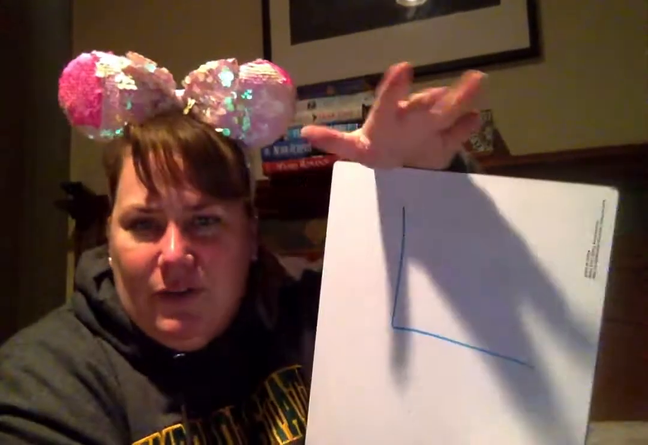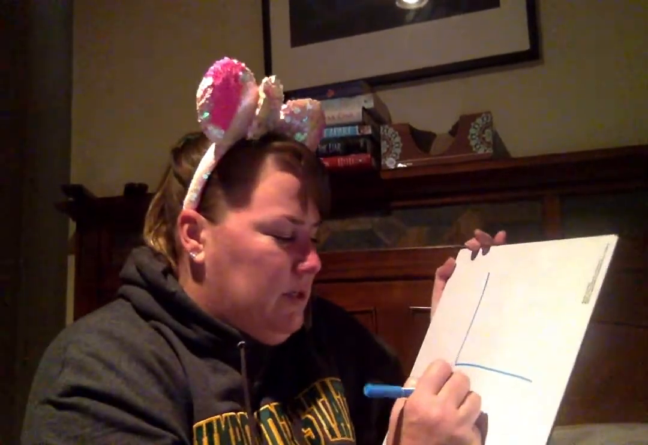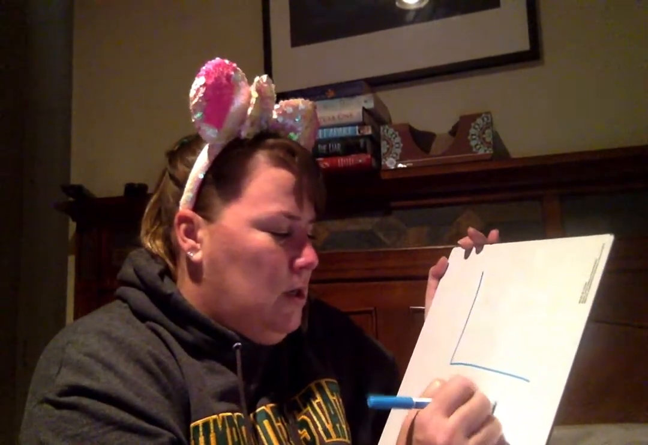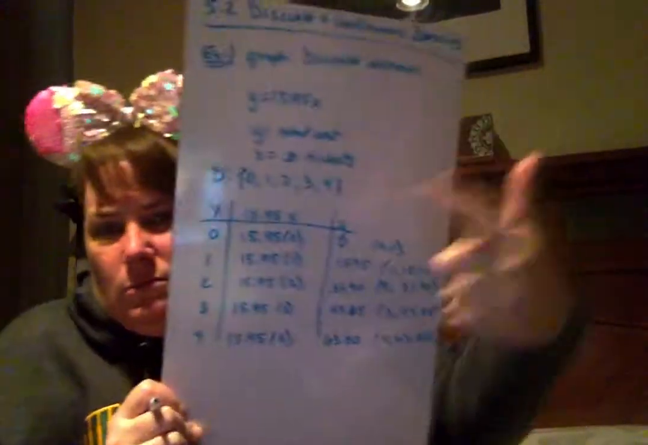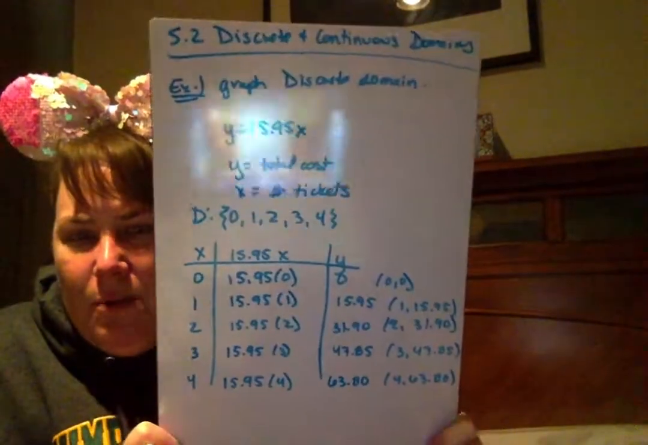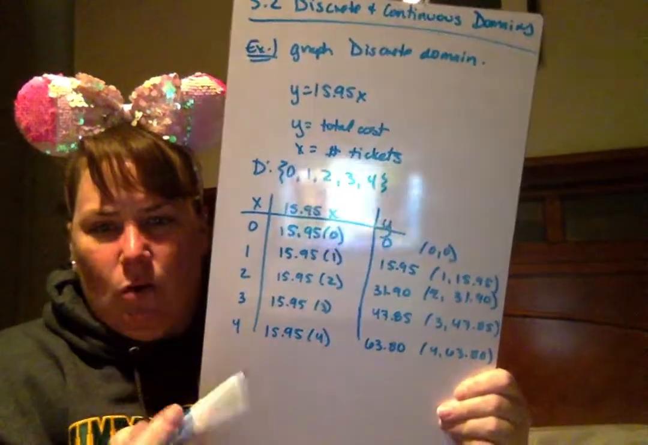And when we graph this, you always have to make sure you have labels on your X and Y axis. So X axis is going to be the number of tickets. And how did I get that? They told us what it was in the problem. And so Y is going to be total cost.